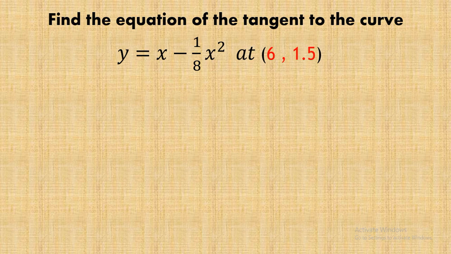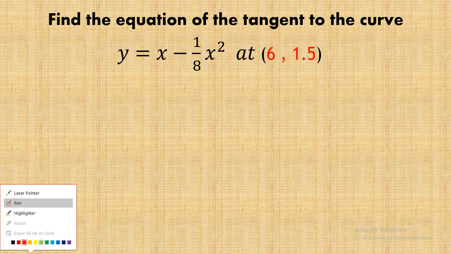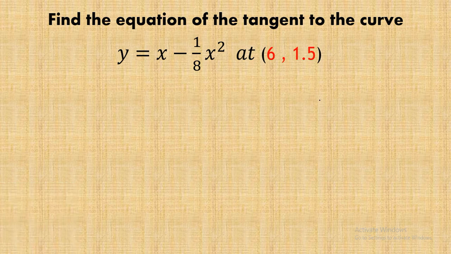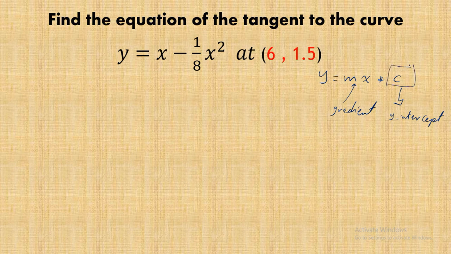To find the answer of this question, we have to know that the equation of a tangent is the same as the equation of a line. Equation of line is y equals mx plus c. To find the equation, we have to find the value of m, which is the gradient, and the value of c, which is the y-intercept, and we'll use a point to find the value of c.